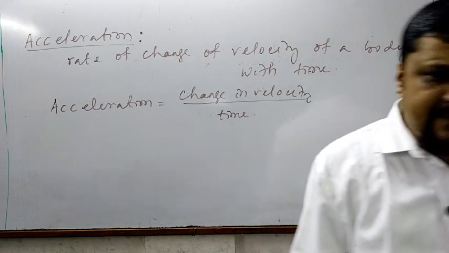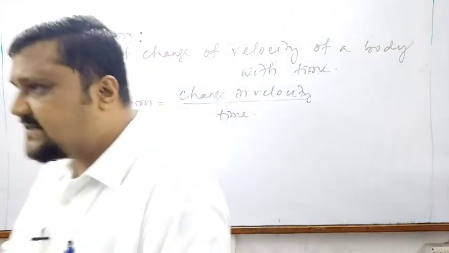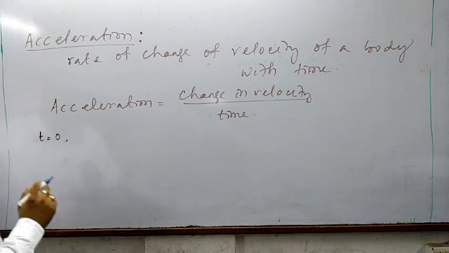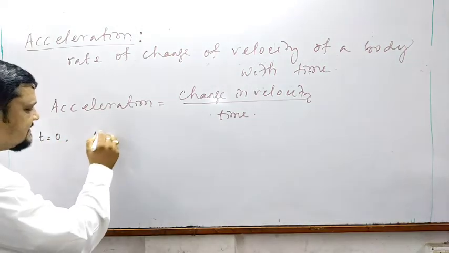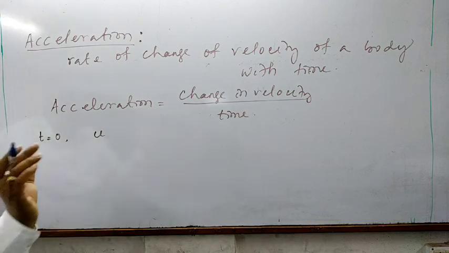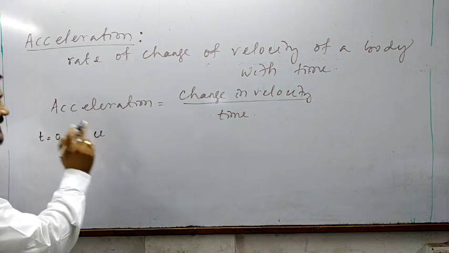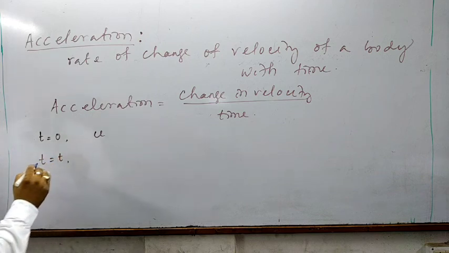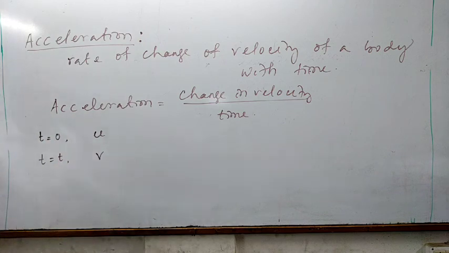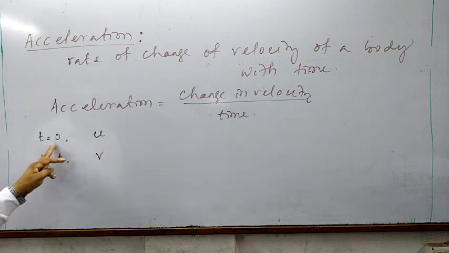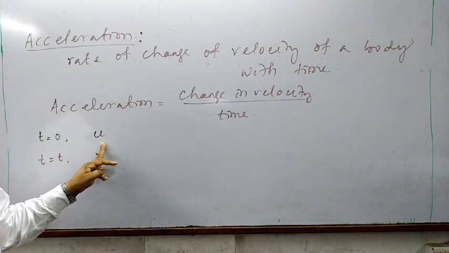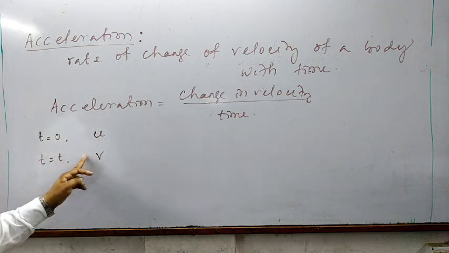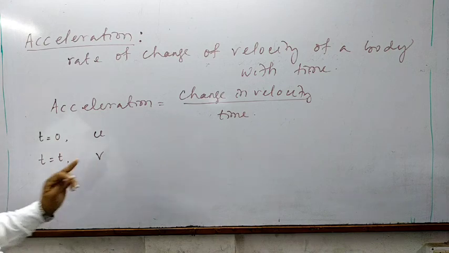Okay. So if you find this acceleration, how will we take that? Let us consider a body at time t equal to 0. Its velocity is u. Generally u is considered the initial velocity. At time t equal to t, let its velocity be v. So at t equal to 0 its velocity is u, the initial velocity, and at a particular time interval t, its velocity is v.